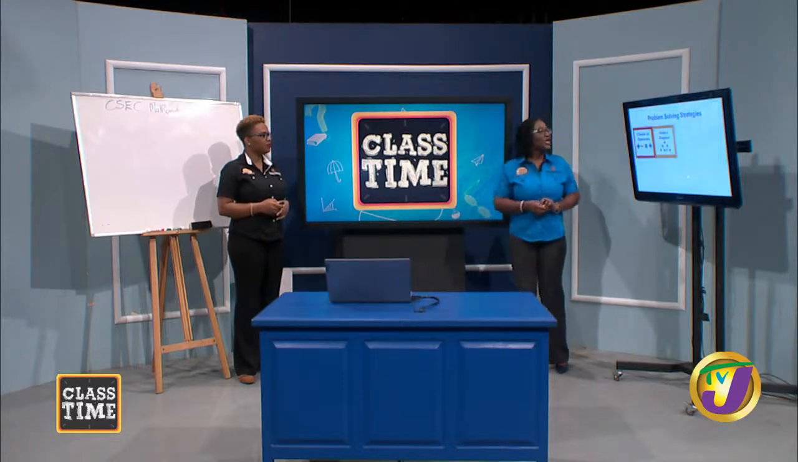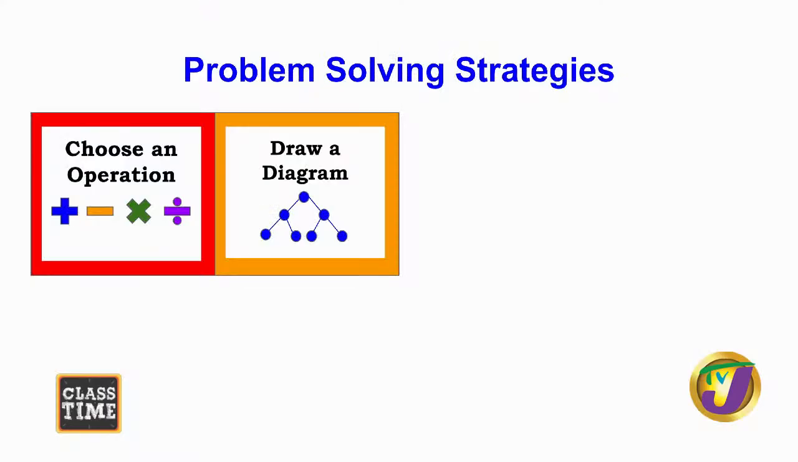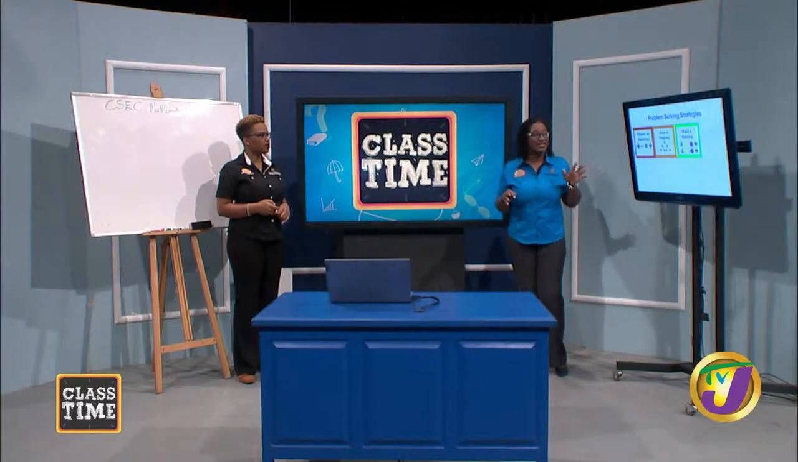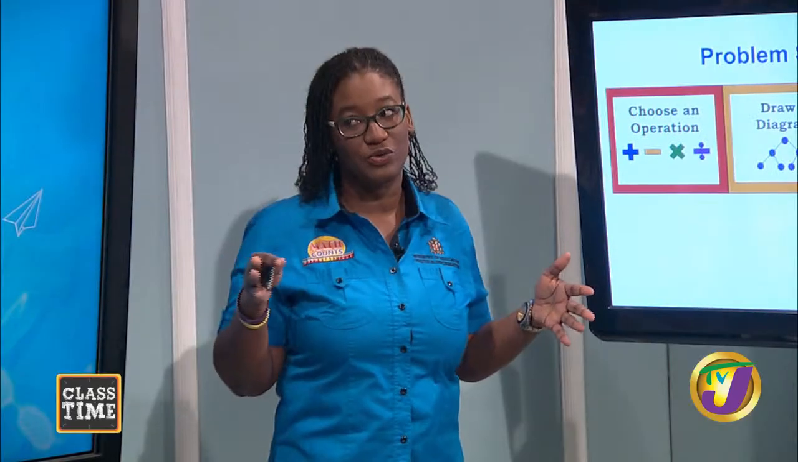All right. Now, here's another one that says draw a diagram. Sometimes you need a visual. You need to look at something and see what is going on. So we need a diagram sometimes. At other times, we may need to look for a pattern. And we know that math is filled with patterns, right? So that's another useful strategy that we can use. Agreed.